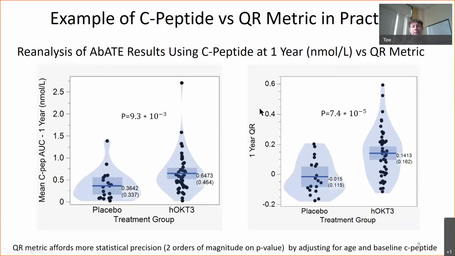Now, if you use the QR metric, which again is a little bit more precise and incorporates age and baseline value, it affords you about 2 orders of magnitude on the p-value. So the basic point is that you just get more statistical power and certainty by using a model that adjusts for baseline level and age, which is typically how the analyses are carried out in these studies.